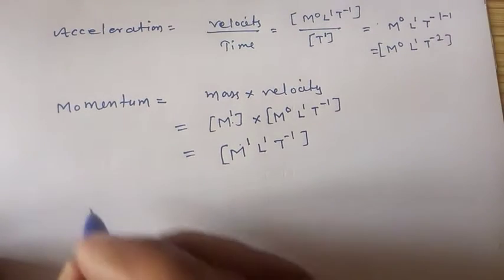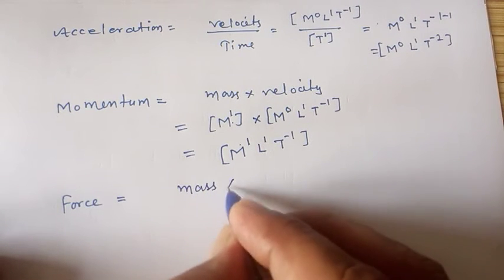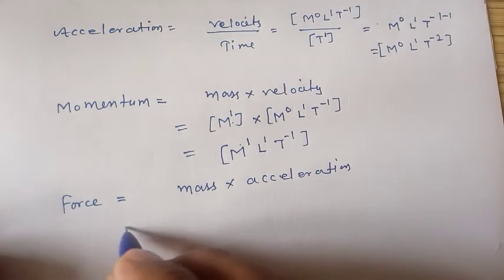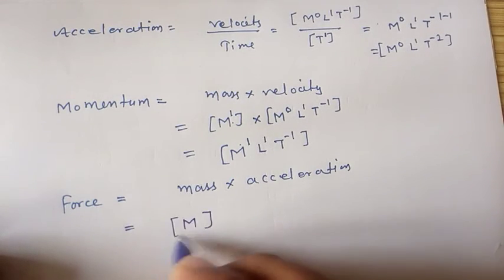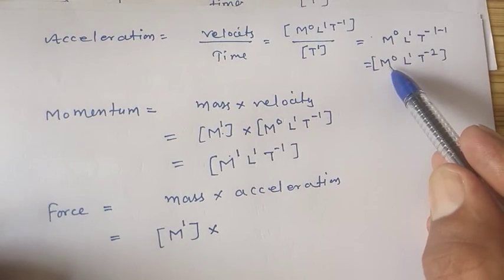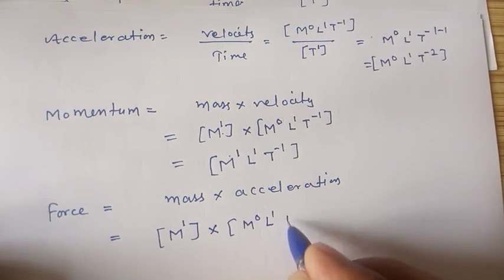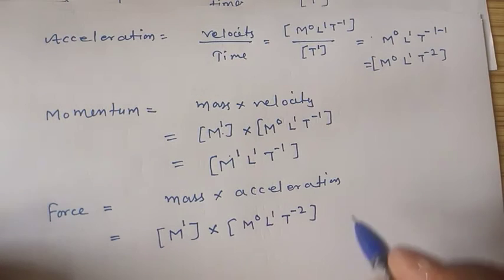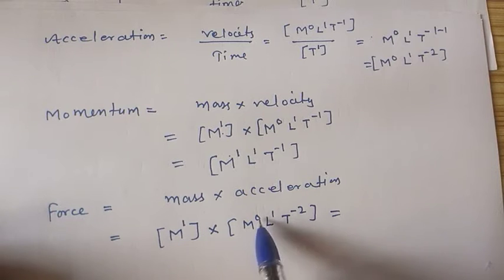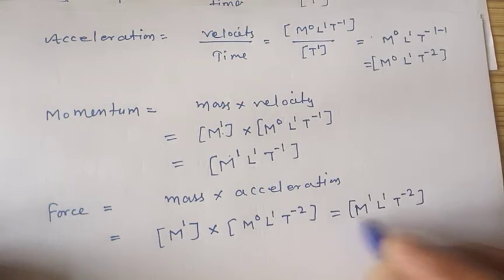Now take one more, that is force. Force is the product of mass into acceleration. So mass has a dimension of M power 1, and acceleration we just calculated, M power 0, L power 1, T power minus 2. So what will be there? M power 1 into M power 0, so 1 plus 0, that is 1, L power 1, T power minus 2.